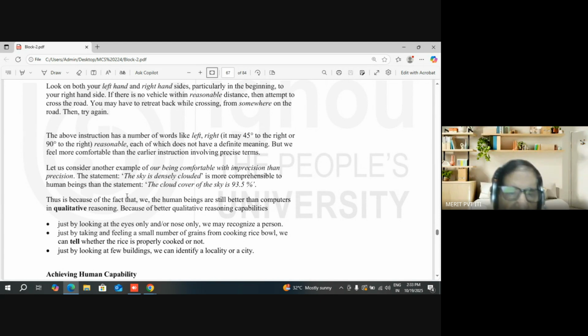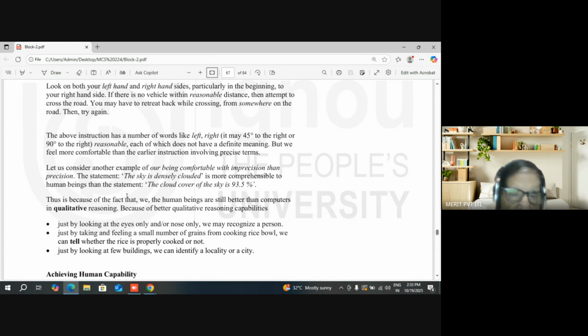Let's consider an example of being comfortable with imprecision rather than precision. The statement, the sky is densely clouded, is more comprehensible to a human being than the statement, the cloud cover of the sky is 93.5%. This is because we, the human beings, are still better than computers in qualitative reasoning, because we have better qualitative reasoning capability.